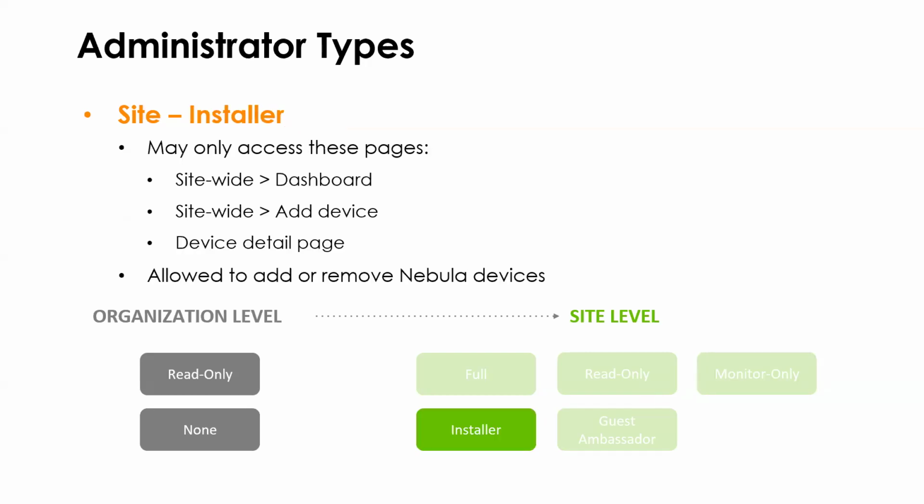We also have a special type of account that we call an installer. They have the ability to see the dashboard. They can add devices to that organization. They can view device detail page. And they can add or remove devices to that site or that organization. And that's all they have access to. So oftentimes, if you're using a third-party contractor that you send out on site to do the actual hardware installation, you would give them this level of access.